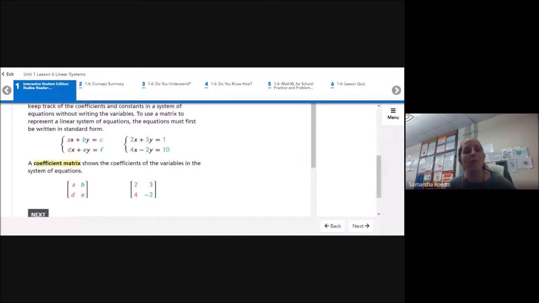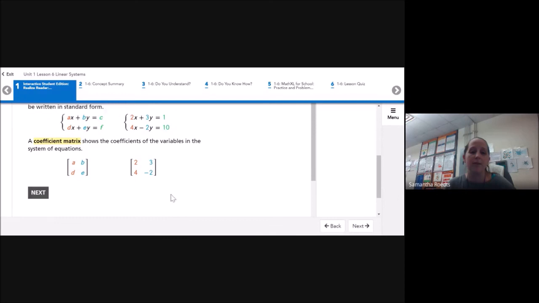Okay. A coefficient matrix has the coefficients of the variables in the system of equations. So basically I take these coefficients, the 2 and the 4, they become this column, and then the 3 and the negative 2, they become this column. Always include the positive or negative signs, especially if they're negative. You don't actually have to put plus 3, but make sure the negative signs are in front of the numbers that they're actually in front of in your matrix.